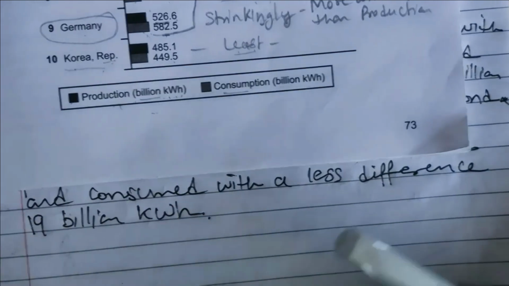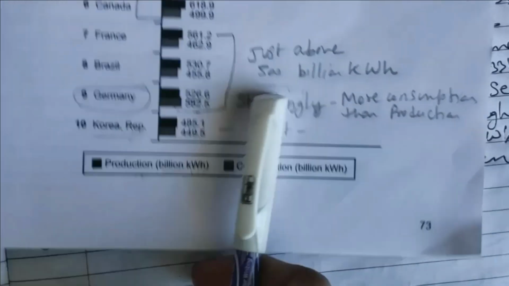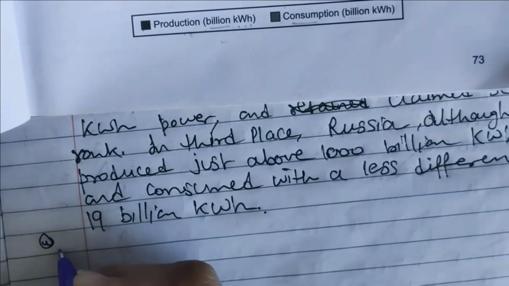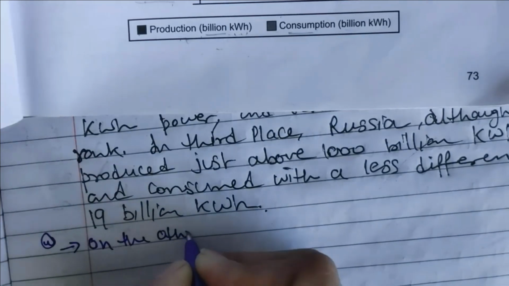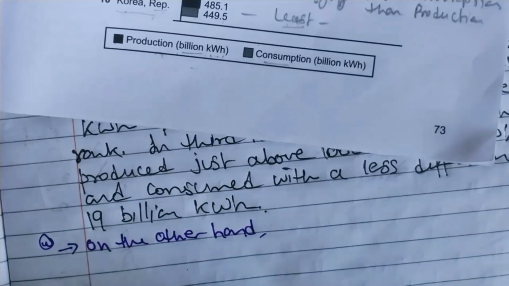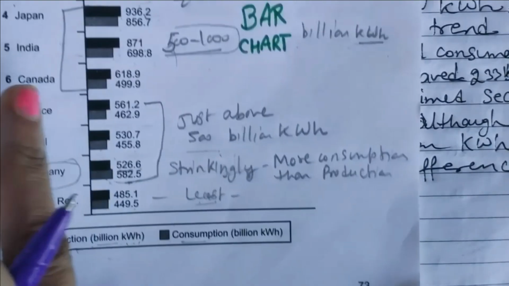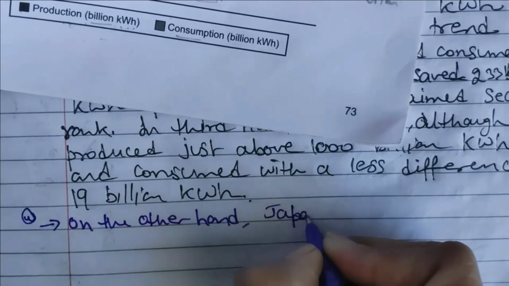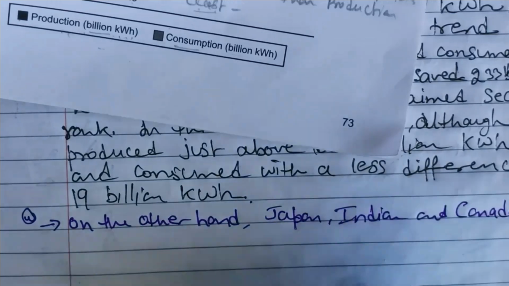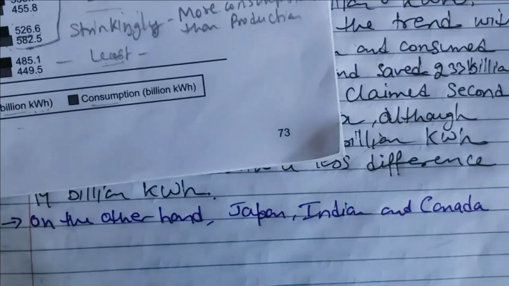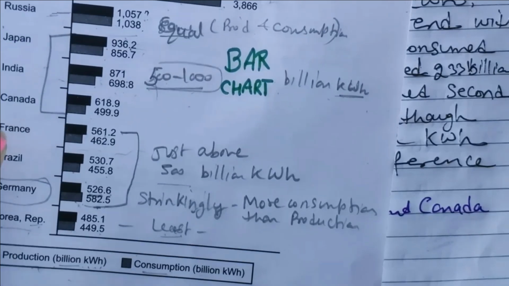Now the fourth paragraph. If you want to include these three countries, Japan, India, Canada, in this paragraph, then it's your wish. Otherwise I'm going to start with the fourth paragraph. Here you can start: on the other hand, let's name the countries: Japan, India and Canada, and what they are doing.